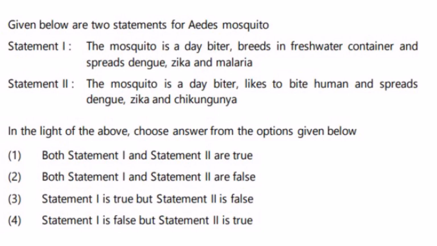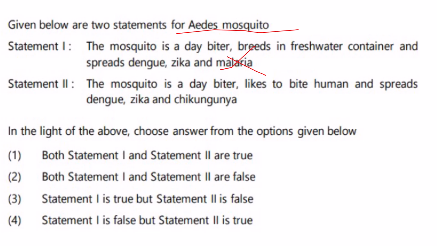Then, given below two statements, you have to say which statement is correct, whether both are correct or not, or one is correct and the other is wrong. Okay, so the mosquito is a day biter. The statements are about the Aedes mosquito. So the mosquito is a day biter. Yes. Breeds in freshwater containers. Yes. And spreads dengue, Zika and malaria. No, not malaria. Malaria is spread by the Anopheles mosquito. So that statement is wrong.